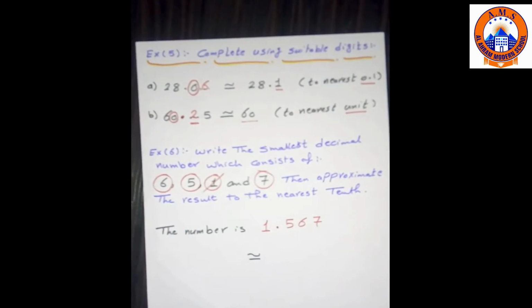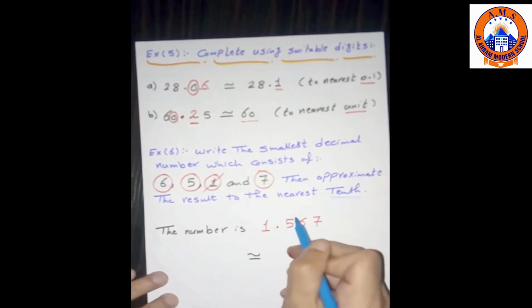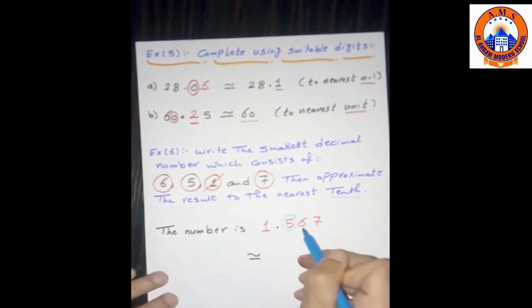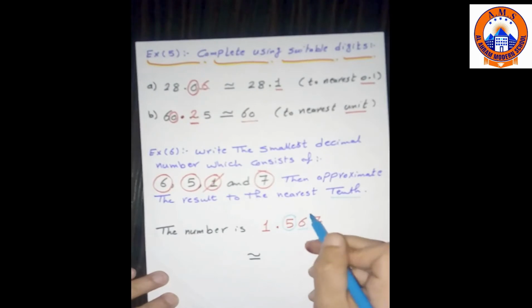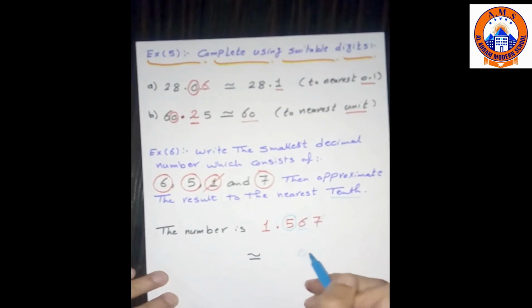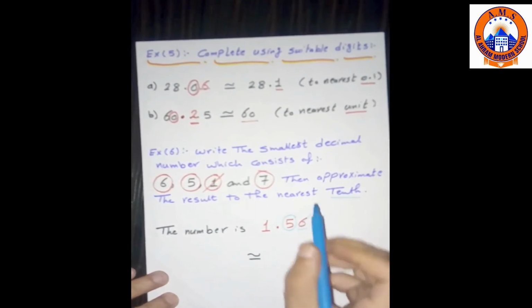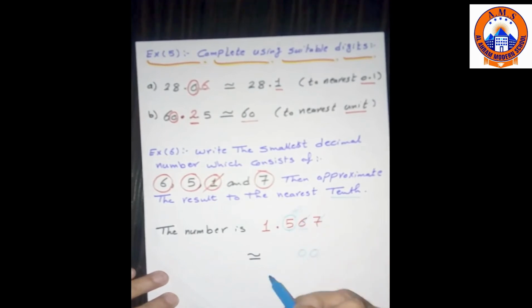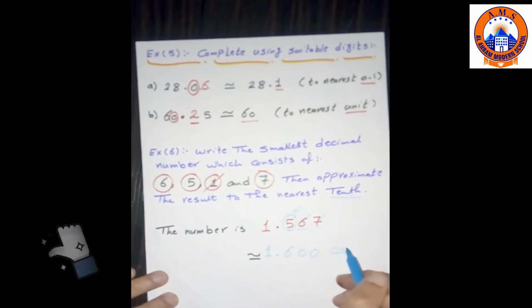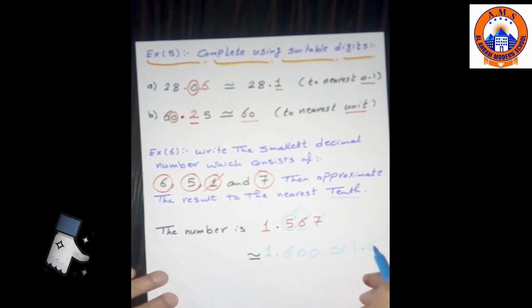Then we want to approximate it to the nearest tenth. The tenth digit is the first decimal place, and underline the following digit. All the following digits turn into zeros. This 6 is a strong number. It will increase 5 by 1. So this 5 becomes 6, and we have point and the number 1. So the answer is approximately equal to 1.6.